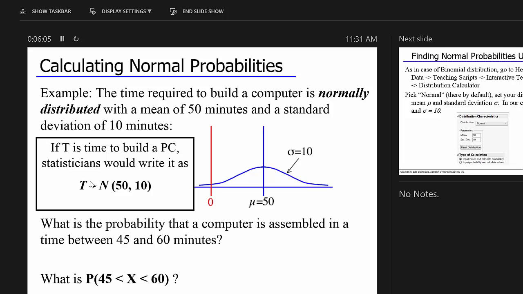All right, and let's say that the operations manager wants to find out what is the probability that a randomly selected computer takes anywhere between 45 to 60 minutes to assemble.